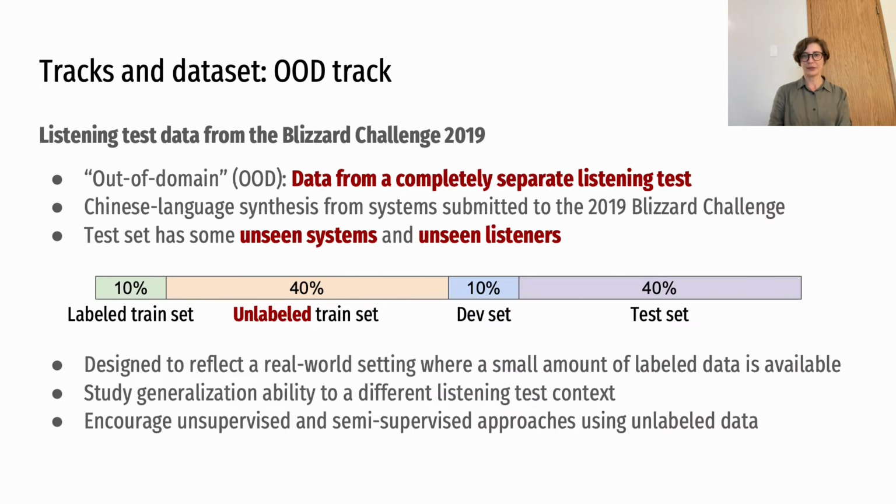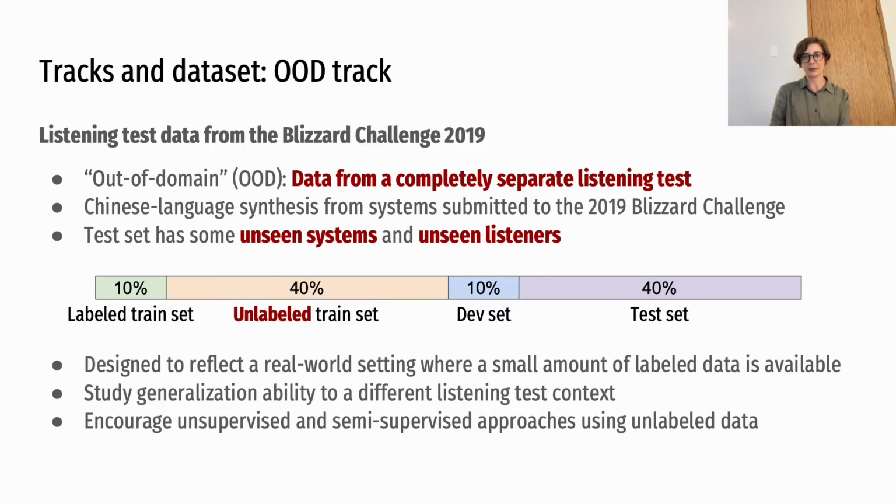The second track was called the out-of-domain track, or OOD. This means that it is data from a completely separate listening test. We used listening test samples and results from the Blizzard Challenge 2019, which was not included in the BVCC dataset. This is also Chinese language synthesis, so there is a language mismatch with respect to the main track. In addition to making training, development, and test splits, we also created an unlabeled training split, for which we provided participants the audio samples, but not their ratings.